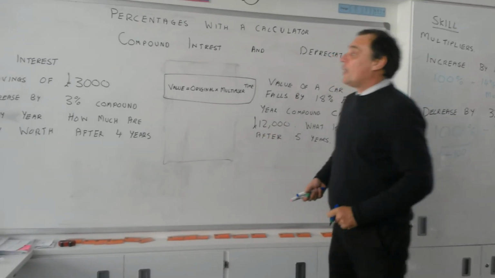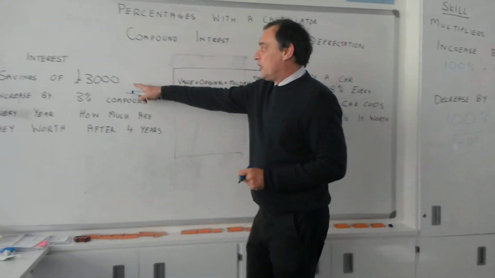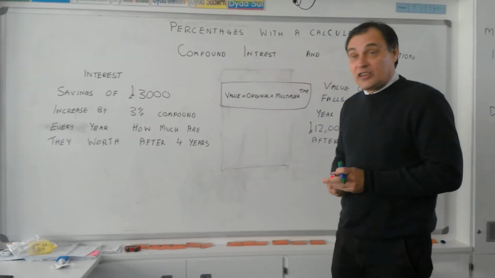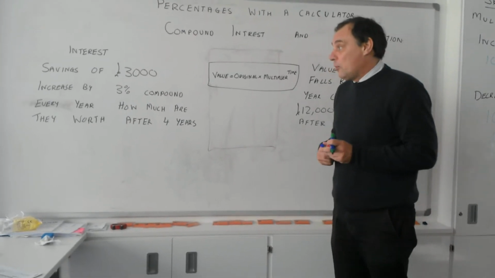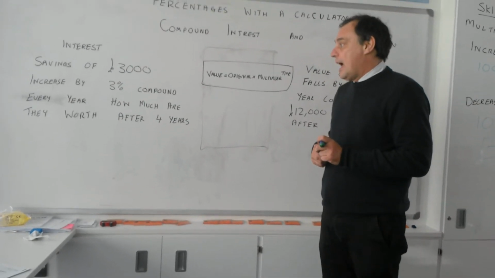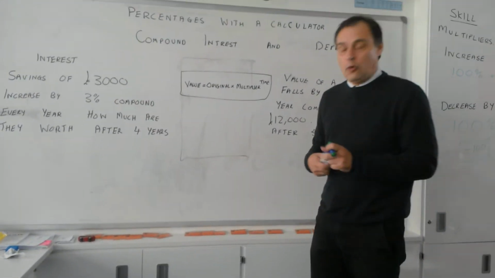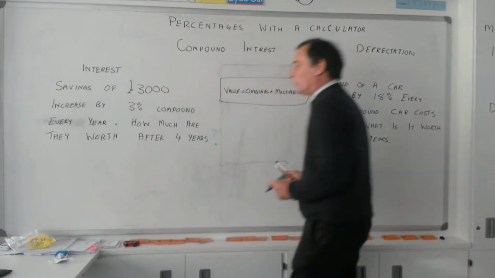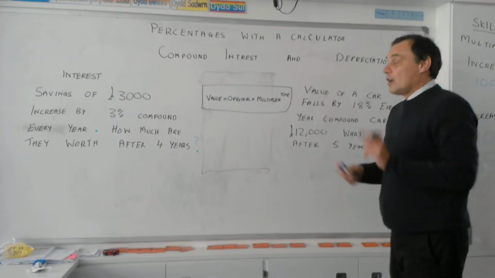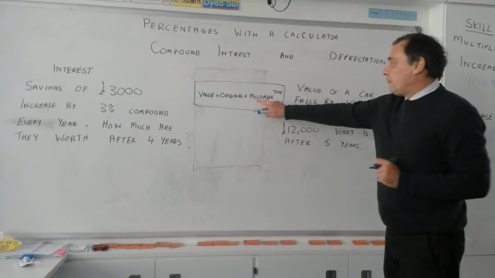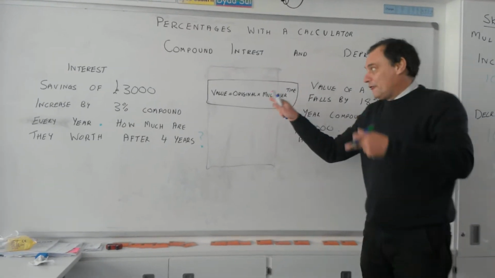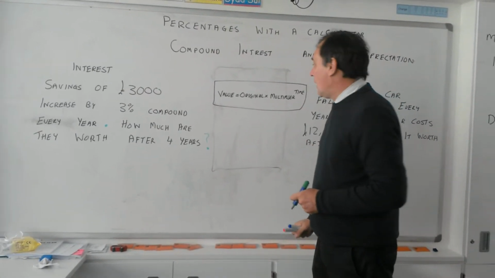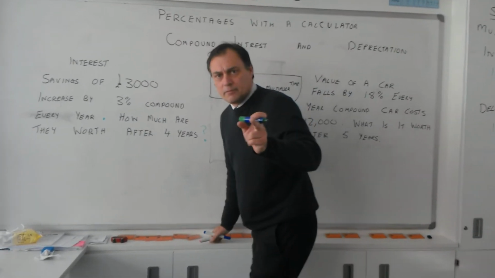Good. Right, so interest. We've got savings of £3,000, aren't we lucky? And we're going to increase that by 3% compound every year. How much are they worth after 4 years? I should put question marks here, pull me up on my literacy skills, and full stops. So, first job we've got to do is we've got to find our multiplier. Zoom in on that formula again. Yeah, so the multiplier is in the formula there. You done it? Yeah, good.